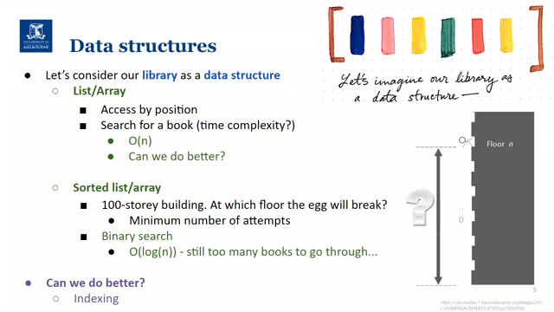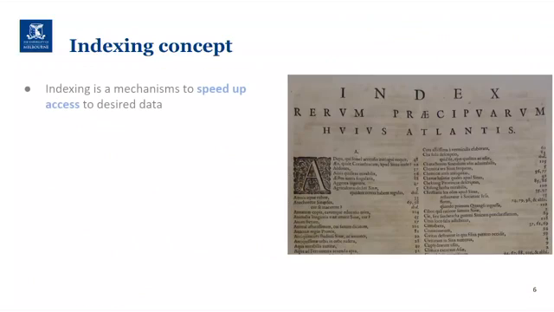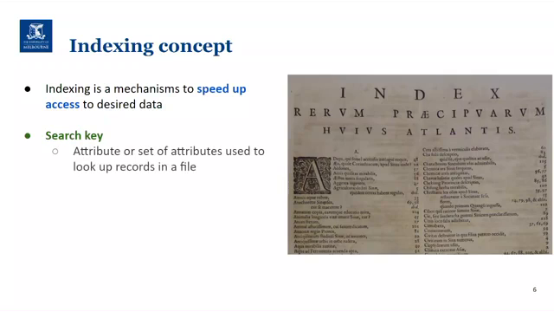So the indexing concept is basically, and you can do binary search to do that, but the indexing consists of a mechanism to speed up access to a given desired data. So it has to do with information retrieval and how we do it as quickly as possible. And the concept of an index basically has 2 components, a search key. So for instance, if you look at an index in a book, you're interested in a specific term, and it gives you at a constant time automatically where it is. Okay? So you have a search key, which is an attribute or a set of attributes used to look up a record in a given file.